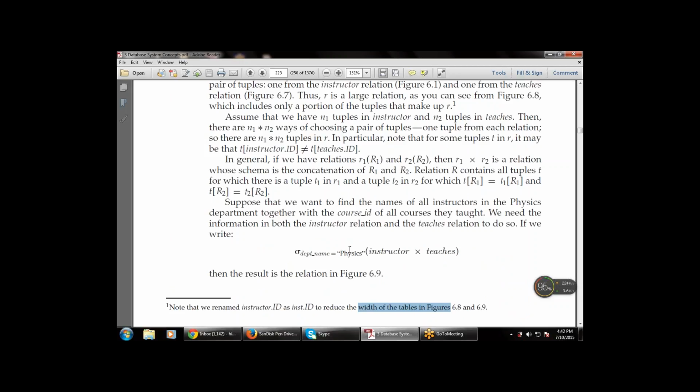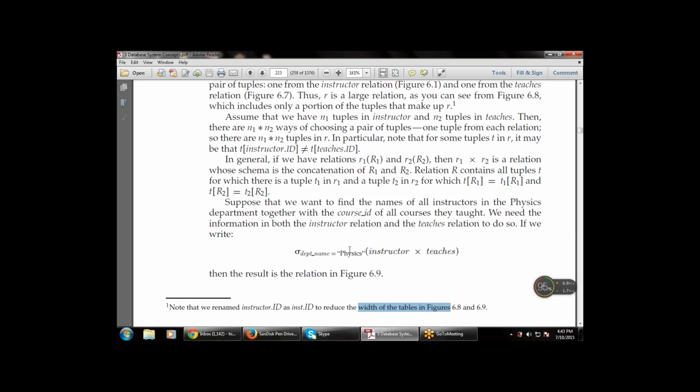So if I multiply two relations, R1 into R2, that is a concatenation of R1 and R2. Relation R contains all tuples t for which there is a tuple t1 in R1 and a tuple t2 in R2, for which t.R1 equals t1.R1 and t.R2 equals t2.R2.